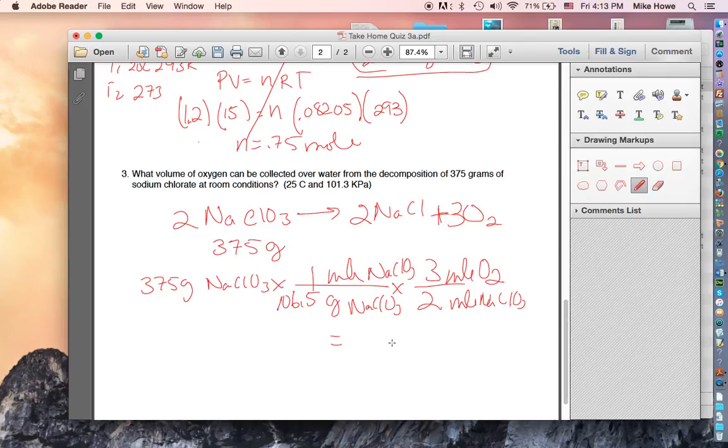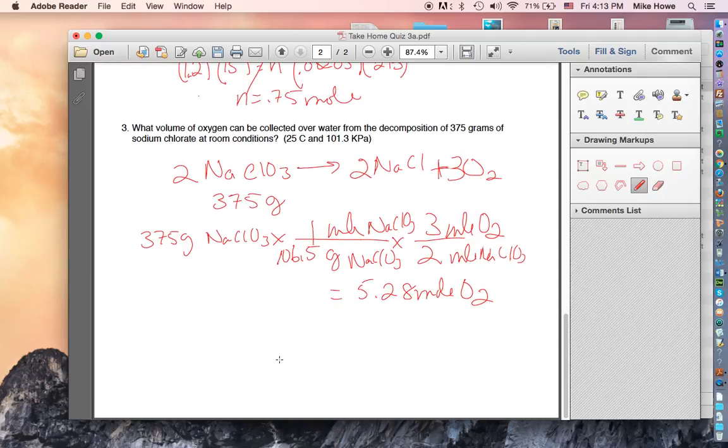375 divided by 106.5. Then take that answer and multiply it by 3 halves, by 3, and then divide by 2. And I get 5.28. So 375 times 3, I'm just double checking my math, divided by 106.5, and then divide again by 2. 5.28. All right, so that's how many moles of oxygen we have.